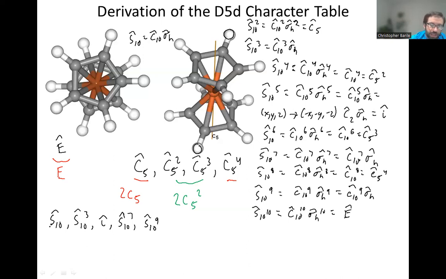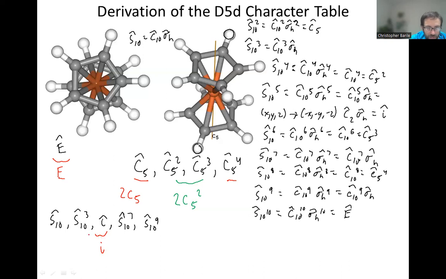So S10 11 times is just equal to S10. So now we've generated, it's a little bit of a laborious process, but without much thinking we've generated 5 new symmetry operations. We have to group them into classes. Identity is always in a class by itself. So we'll drop the hat notation and put that in a class by itself.